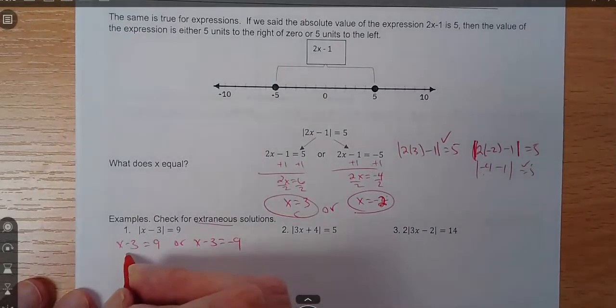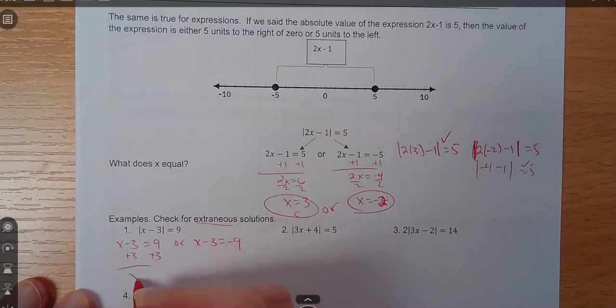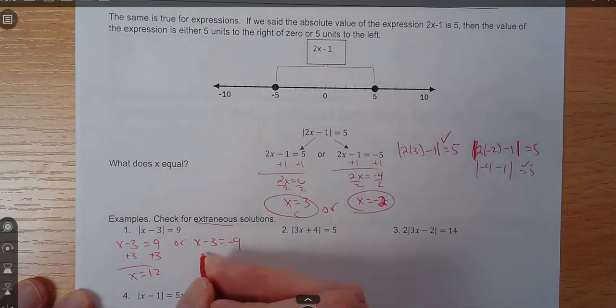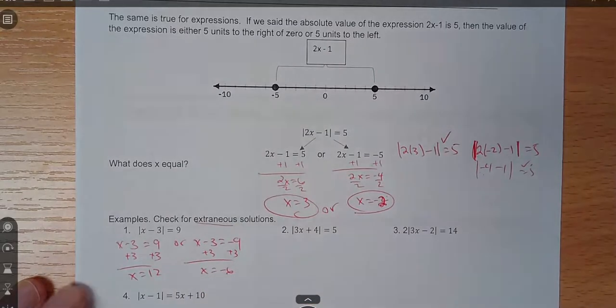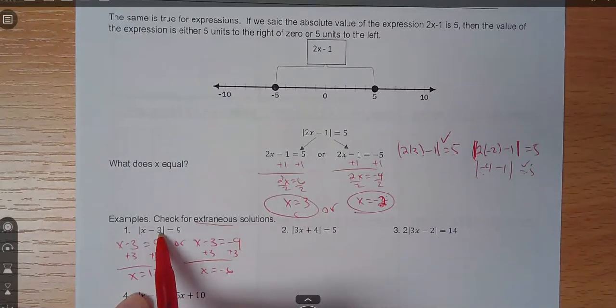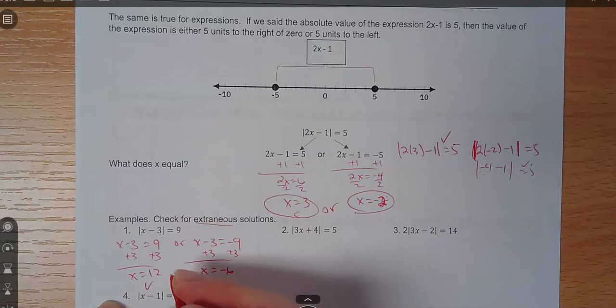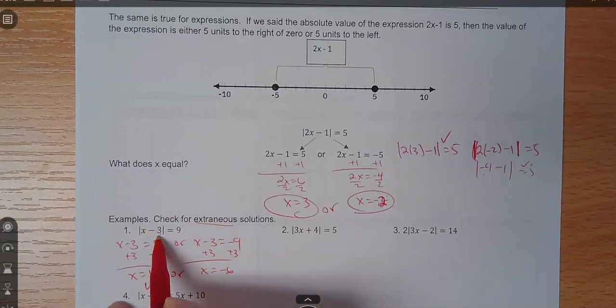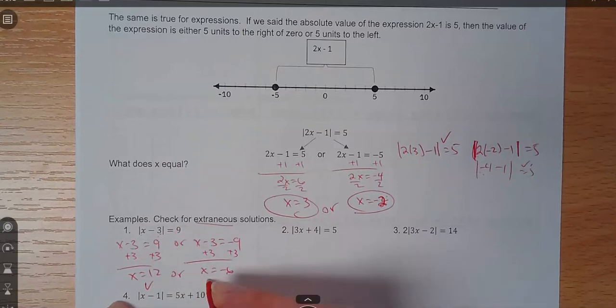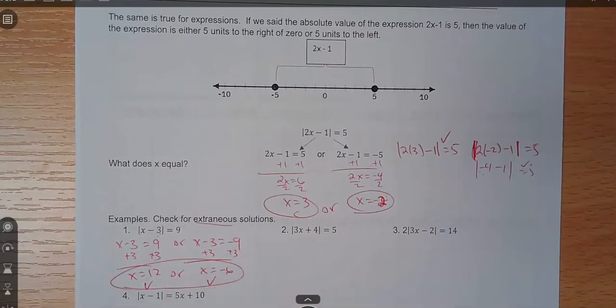Solve them individually. So plus 3, x equals 12, add 3, x equals negative 6. Again, this one's a fairly simple expression inside, so I can do this pretty quick. 12 minus 3 is 9. The absolute value of 9 is 9. So that works. Negative 6 minus 3 would be negative 9. The absolute value of negative 9 is also 9. So that works. So I got to keep both my solutions on this one.